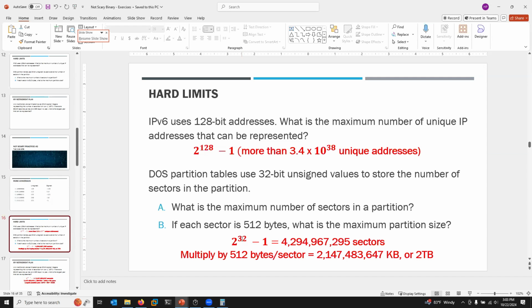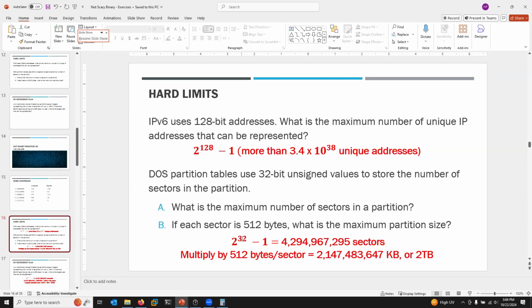That is a really big number, right? That's a 3 with 38 zeros after it. I don't even know what that number is, right? But it's billions upon billions upon billions upon billions. So we should be good as far as address space goes with IPv6. I mean, that was the intention, right? To pick a size that we should never run out. Never say never, but that is a big number.